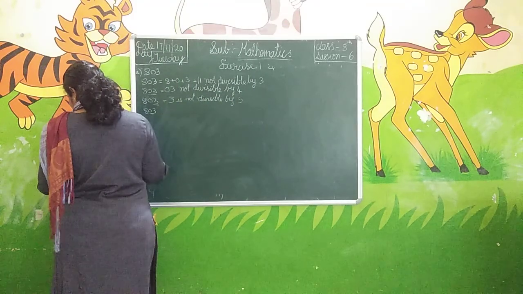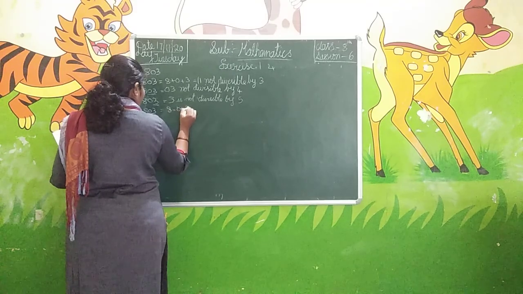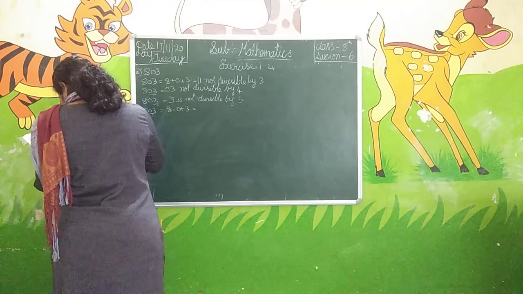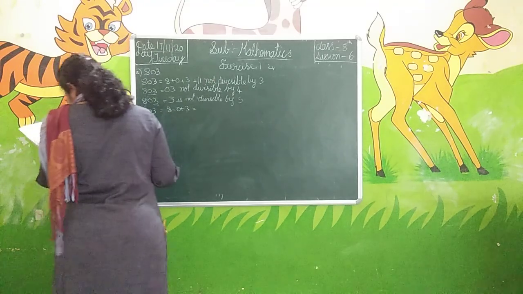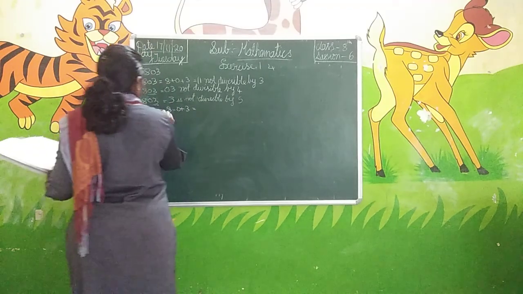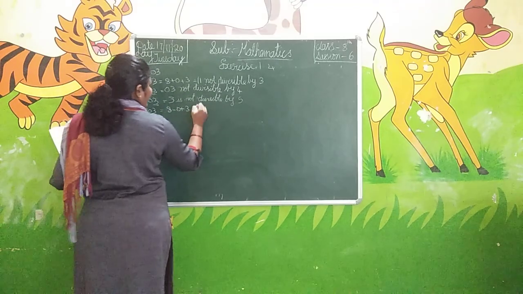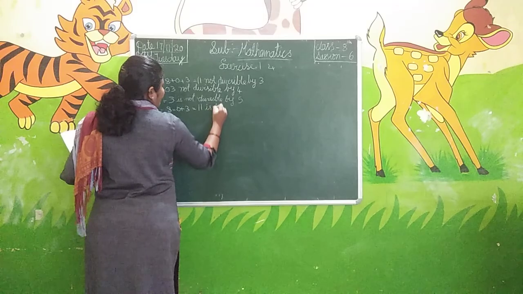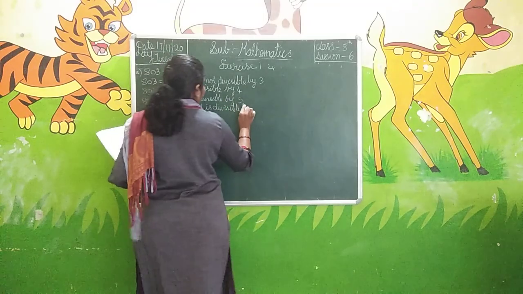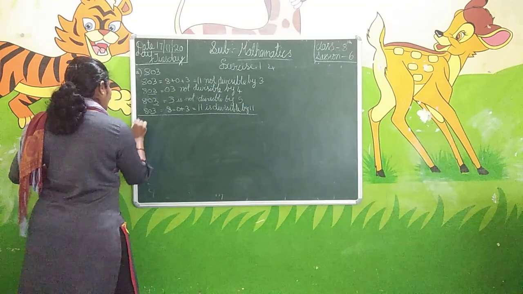Next, 803, and they have taken 11. 8 minus 0 plus 3. We will get plus 8. 8 minus 0 is 8 itself. Plus 3 is 11. Is it divisible by 11? Yes, it is divisible by 11. Okay, completed A1. Next, go for B1.